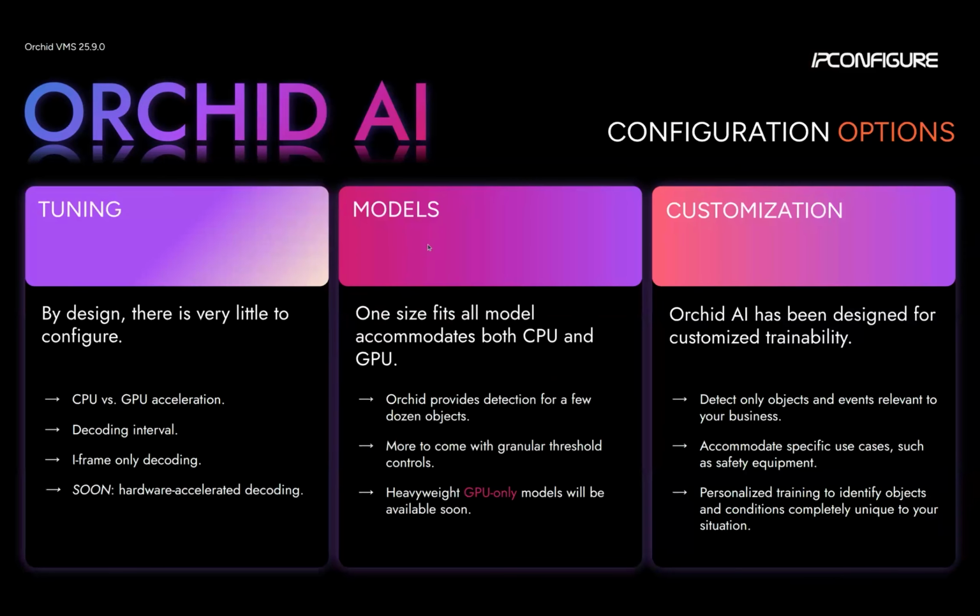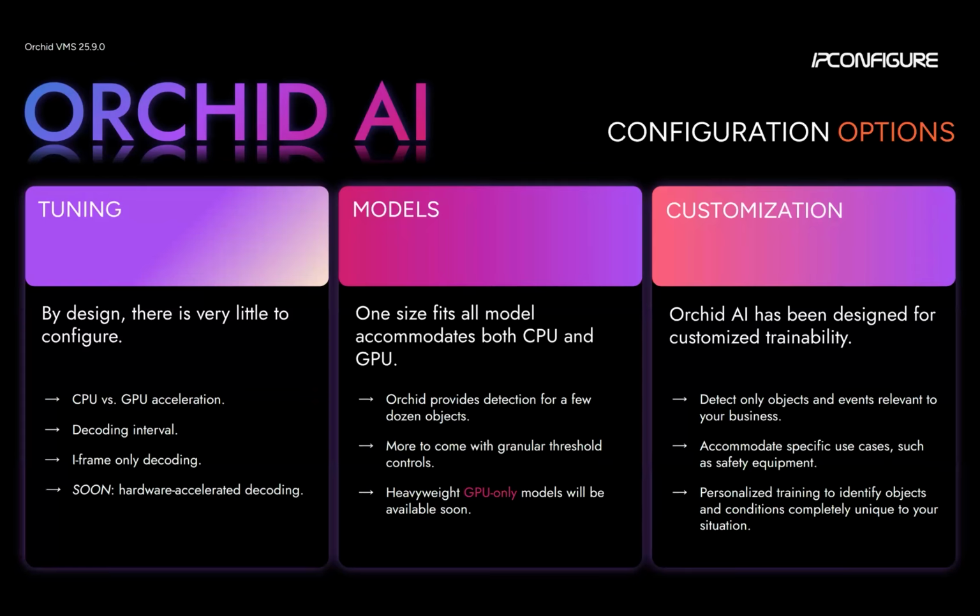All right, in terms of tuning Orchid AI and configuring it, by design, there's very little tuning to do. System administrators can define whether they want Orchid to use CPU or GPU acceleration. They can define how frequently the GPU search runs. So basically, if I'm recording at 30 frames a second, maybe I only want to do AI search at 5 frames a second, or maybe even only every iframe, which would typically be 1 or 2 frames a second. So administrators can have some control over that to try and maximize the number of AI streams that are available on their system.